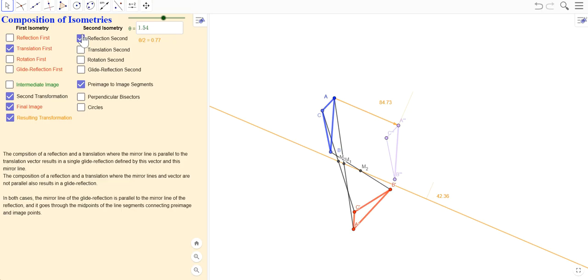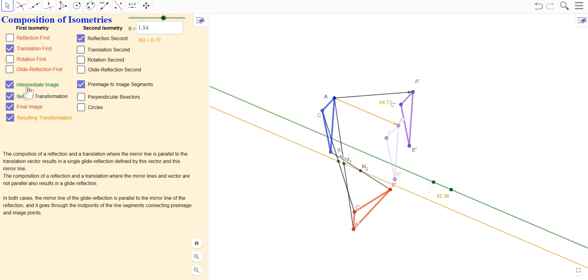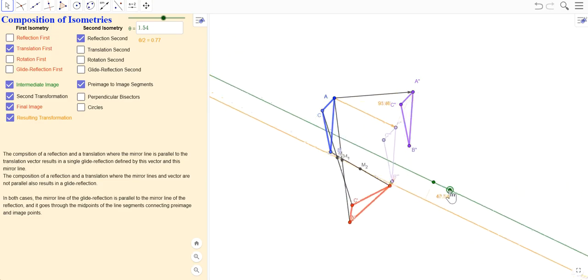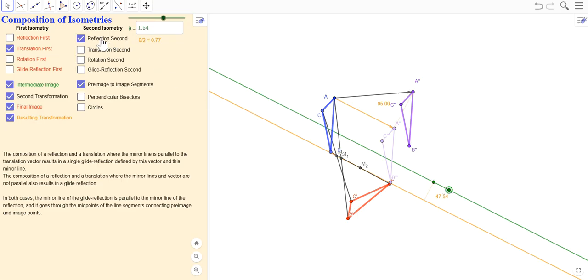Okay, so that's a translation, and then a reflection gives us a glide reflection. Translation and a reflection. So the translation here and a glide reflection. Now, if you compare these two vectors, you can see that here's the mirror line for the second isometry, which is the reflection.